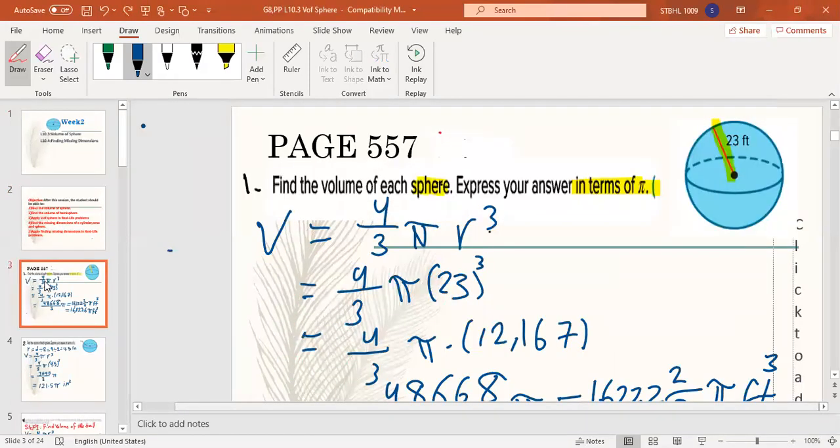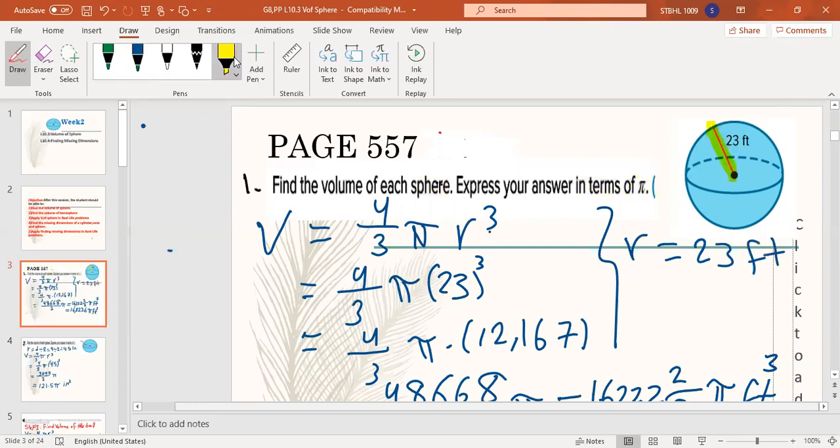We will cover selected exercises from your book, page 557. Exercise number 1, find the volume of each sphere. Express your answer in terms of pi. I have to look at the question and figure out what is given. What is given here in this figure, in this sphere? The given here is r, which is radius of the sphere, equal 23 feet.